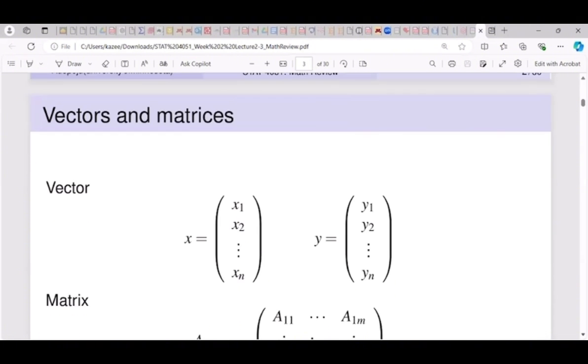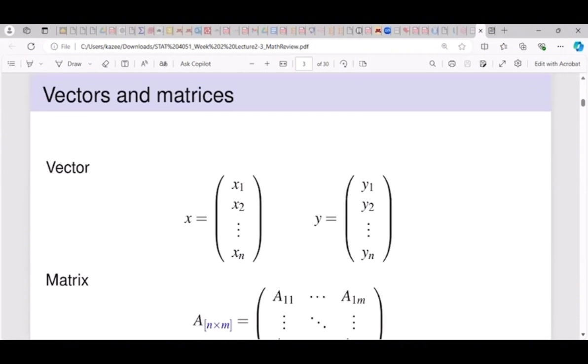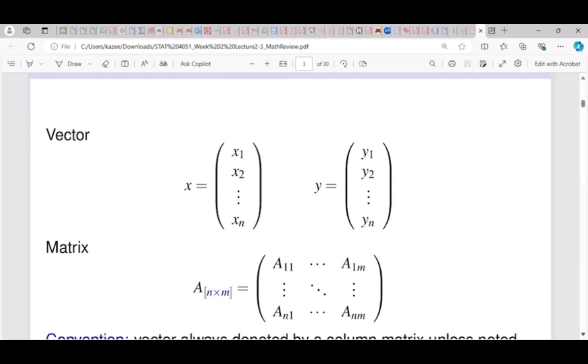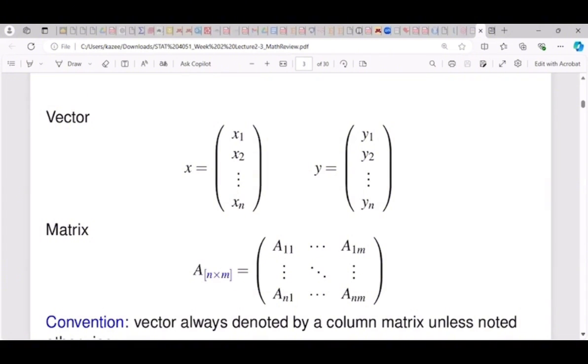There's a difference between a vector and a matrix. This is the way a vector looks. If you take a look at X and Y, you have a single column. In X, you can see X1, X2 up to Xn, that may be representing something. And you see Y1, Y2 up to Yn. To find the dimension of a vector, it depends on the number of items you have. Right now, we have n items. That will be n by 1.